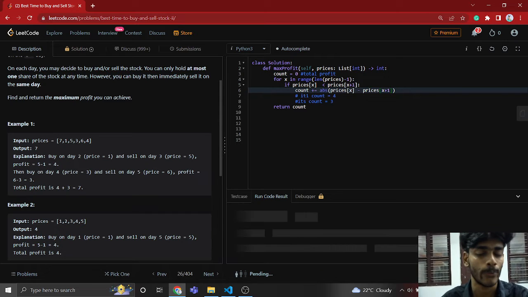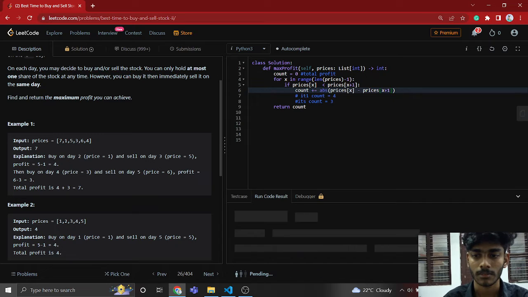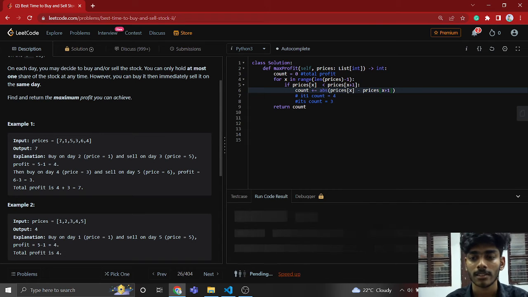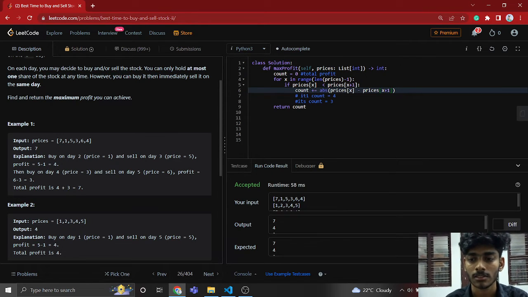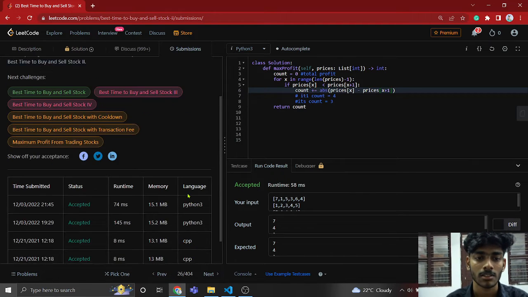Now it will work. Let's run the example test case and see. Yeah, it worked. I have previously submitted these questions in CPP and I have checked it.